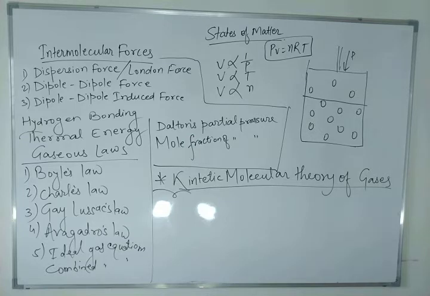First one is: gases consist of a large number of identical particles, atoms or molecules, that are so small and so far apart that the actual volume of the molecules is negligible in comparison to the empty space between them. They are considered as point masses. This assumption explains the great compressibility of gases.